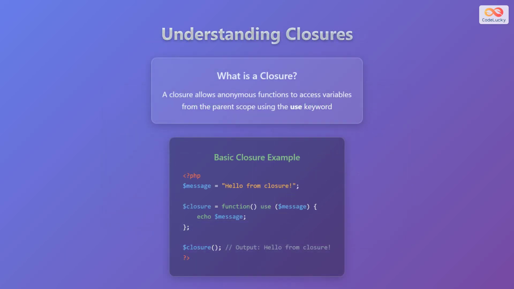Let's take a closer look at closures. A closure allows anonymous functions to access variables from the parent scope using the use keyword. Here is an example. We assign the variable $message the string hello from closure. Now we assign the variable $closure, an anonymous function that uses the message variable from the parent scope. The anonymous function simply echoes the message. Finally, we call the anonymous function with $closure(); This will output the string hello from closure.